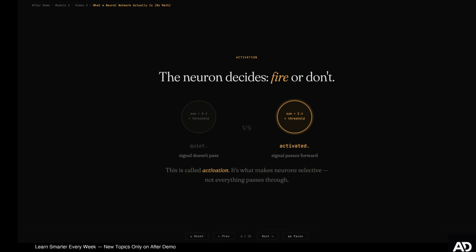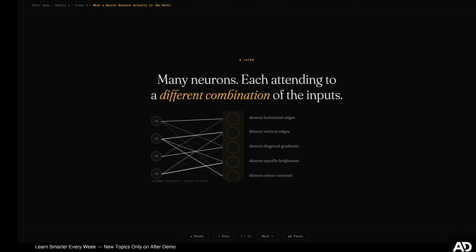One neuron can answer only one-dimensional questions. Is this input high enough? Sure. Does this image contain a cat? Absolutely not. So we use many neurons arranged in a layer. Each neuron in that layer is paying attention to a different combination of the inputs. One might be detecting a horizontal edge, another a diagonal, another a specific whiteness gradient. None of them know about the cat. They are just pattern detectors.